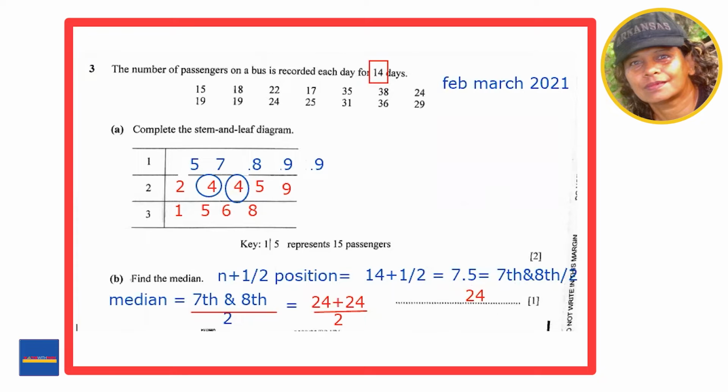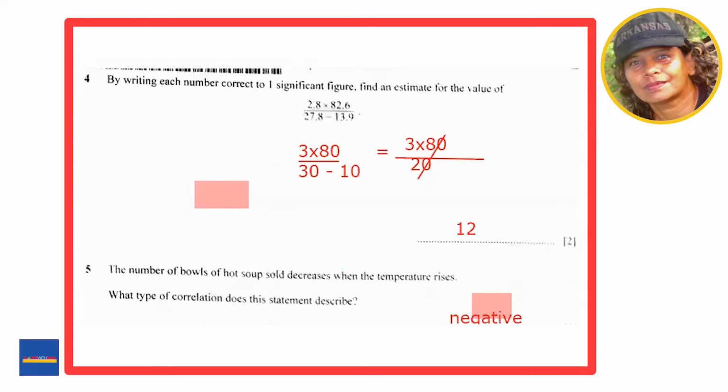So now if you look at the 7th position, we count 1, 2, 3, 4, 5, 6, 7. 7th position is this and the 8th position is that. So we add both of them. That means 24 plus 24 divided by 2, and the answer is 24. Now let's go on to the next question.